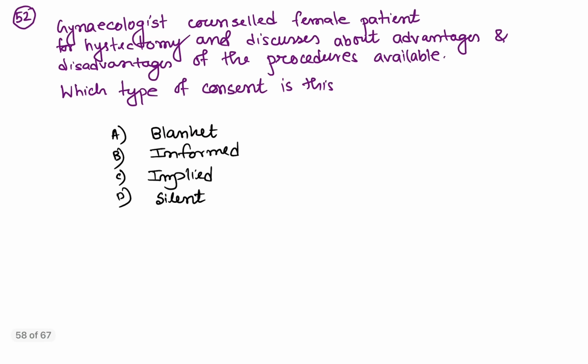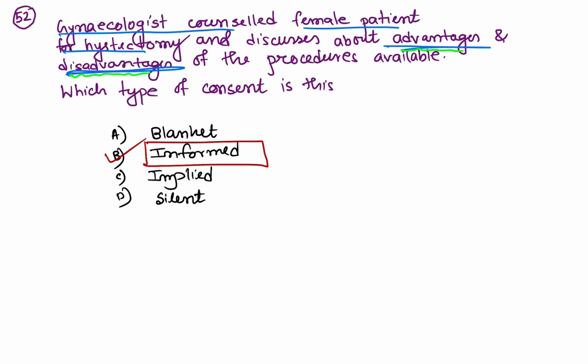Next, coming to question number 52, a gynecologist counseled her female patient about hysterectomy and discusses the advantages and disadvantages of this procedure. So the gynecologist counsels the patient about the full advantages and disadvantages of the procedure before going to the actual surgery. So which type of consent is this? This is called informed consent, because the patient has been informed fully about the type of surgery and the advantages and disadvantages before going to the surgery. So here the answer is informed, not blanket, implied or silent.